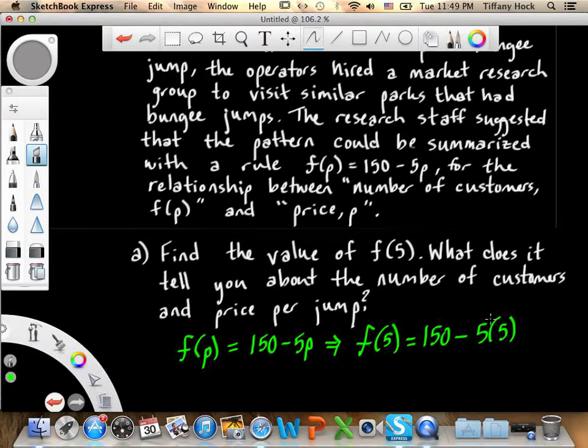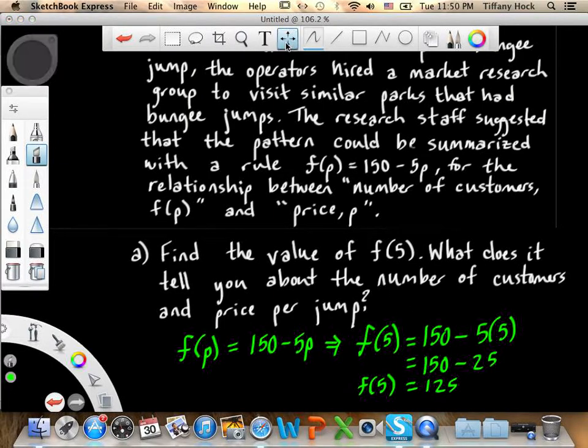And to show that it's not just 55, but we're plugging in 5 for the p, we put parentheses around it to let us know that we are still supposed to multiply the 5 times the p. Okay? So this is something we can work out by hand, or you could plug in a calculator. But that's going to be 150 minus 5 times 5, which is 25. And if you subtract 150 minus 25, you get 125. Okay? So that tells me that f of 5 equals 125.